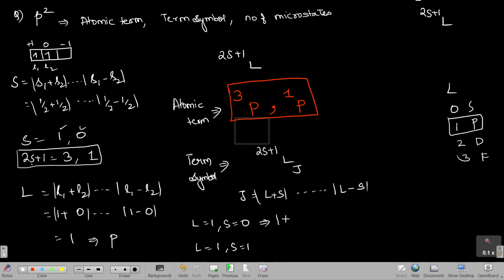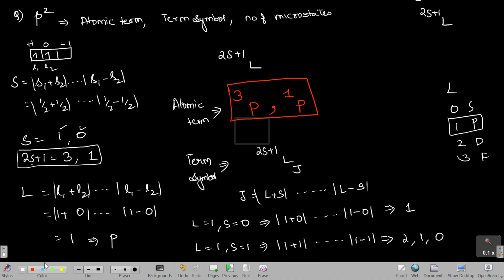So L plus S: 1 plus 0 to 1 minus 0 is going to give you only 1. The second case, 1 plus 1 to 1 minus 1, is going to give you 2, 1, 0, because 1 plus 1 is 2 and 1 minus 1 is 0. So it's going to be 2, 1 and 0.